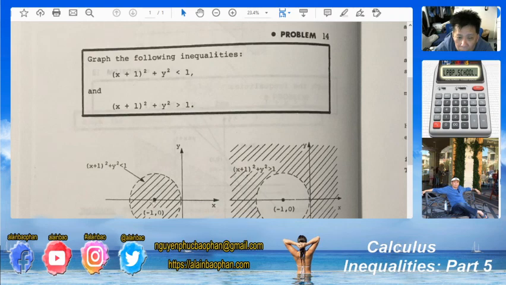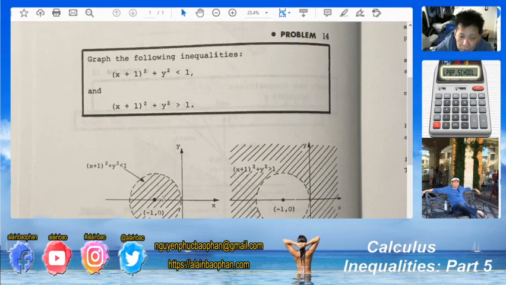Okay, and take any point. The circle divides the plane into two parts: inside the circle and outside the circle. Inside the circle you can pick one point, let's say -1 and 0. When x equal -1, plus 1 equal 0, y equal 0. So 0 plus 0 equal 0. Is 0 less than 1? Yes. Okay, so this part, the inside of the circle, satisfies this inequality.